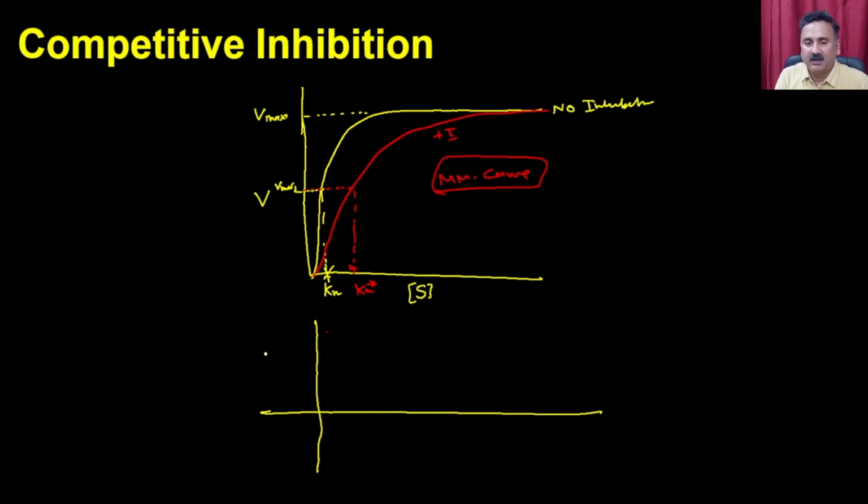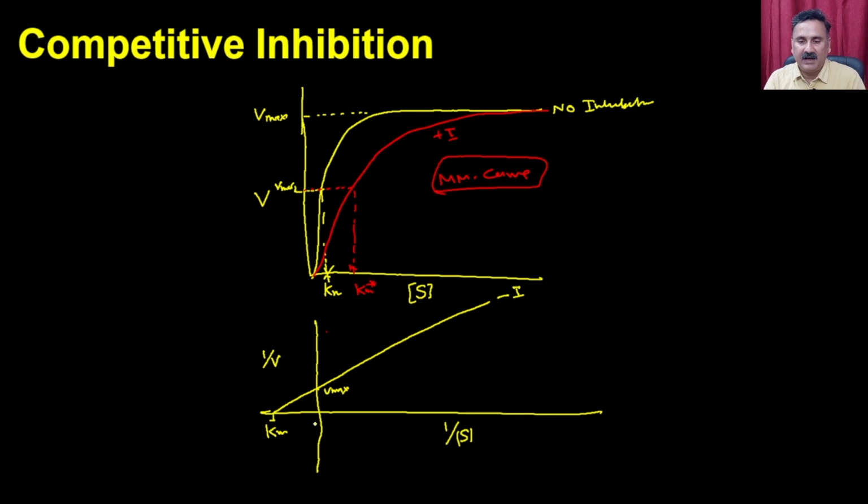So this is the Lineweaver-Burk plot, 1 by V divided by 1 by S. First, you have the no inhibition. So this is the curve that you are going to get when you have no inhibitor. This is the Vmax, and this is going to be the Km.